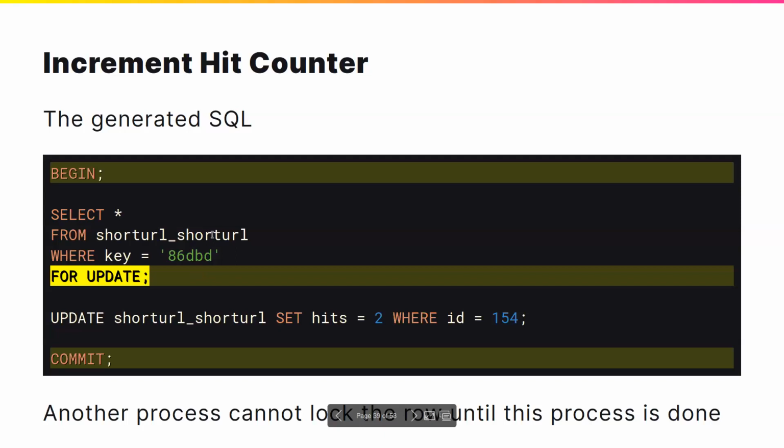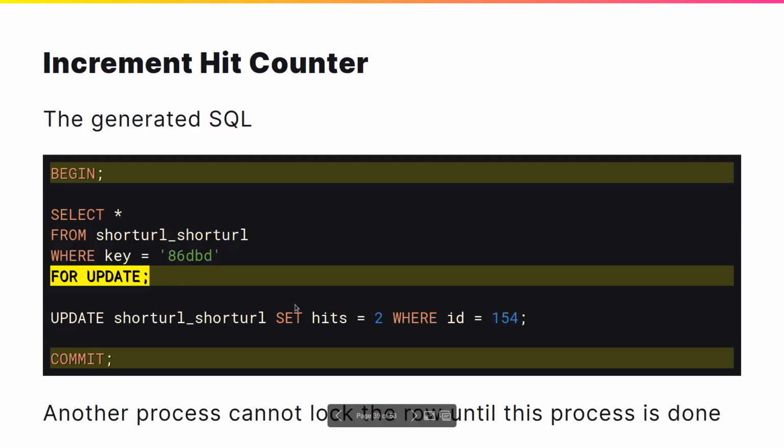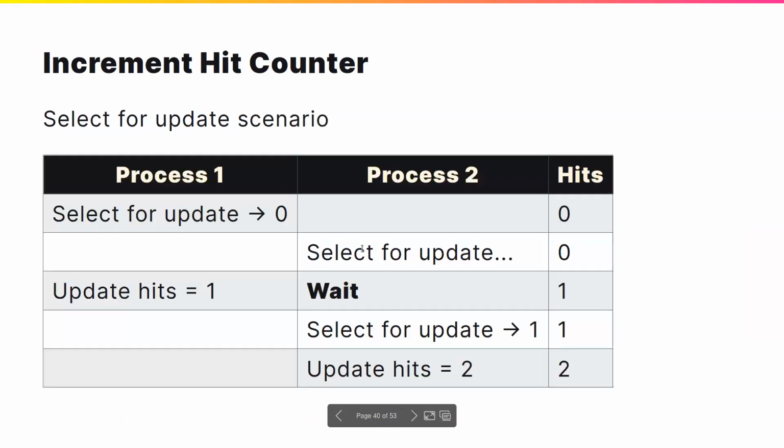This is how we tell the database that we want to fetch the row with the intent of updating it, okay? So we want to obtain a lock. So now this is safe. Another process cannot lock the row until this process is done, until we commit the transaction.